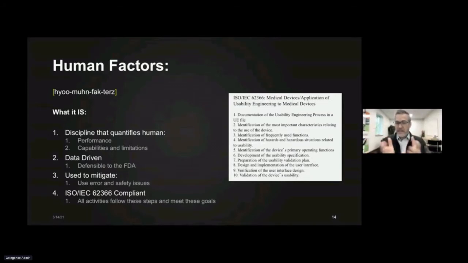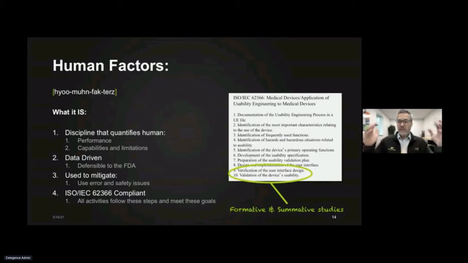And then you design, number 8, that's your industrial design there: design and implement the user interface. And then you verify that your design meets the user interface requirements, and then you validate its usability. And this verification and this validation is done with formative studies and summative studies that you do throughout your development process. They start early, and then they happen throughout the development process as you're making things and testing them and trying them all the way to the end until you validate your final concept.